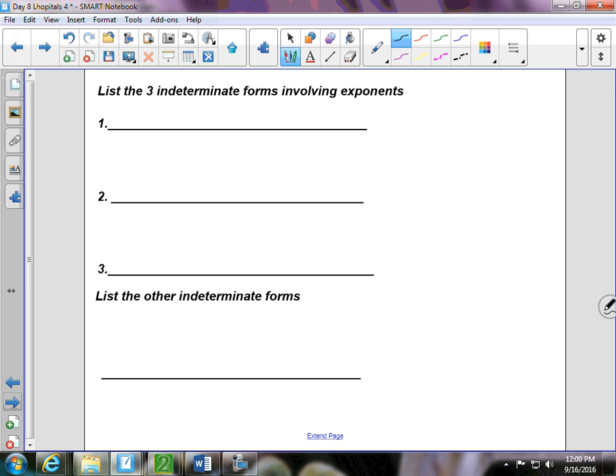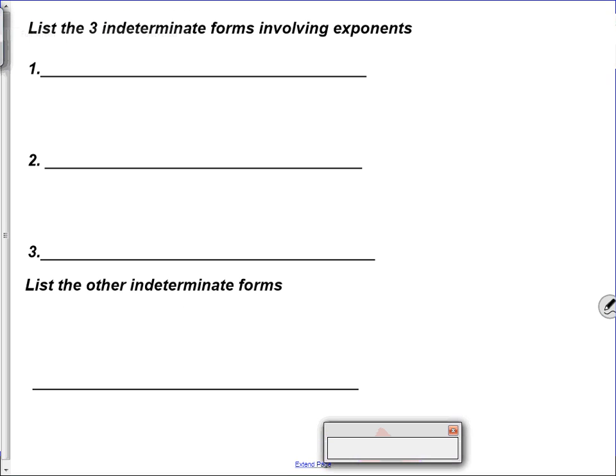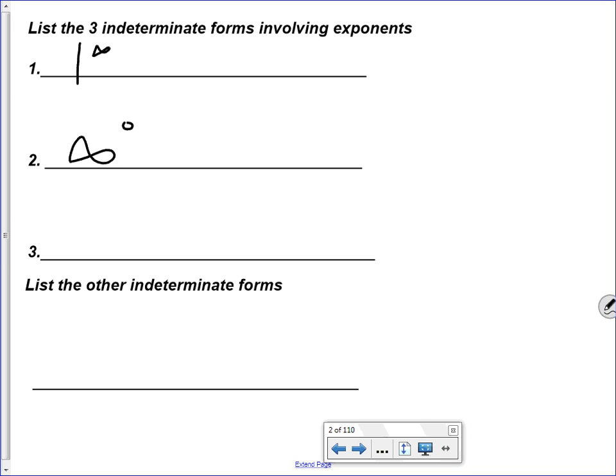All right. What are the three indeterminate forms involving exponents? Okay. Let me just make this larger. So 1 to the infinity, infinity to the 0, 0 to the 0. Wait a minute. Do I have the wrong 0 to the infinity?